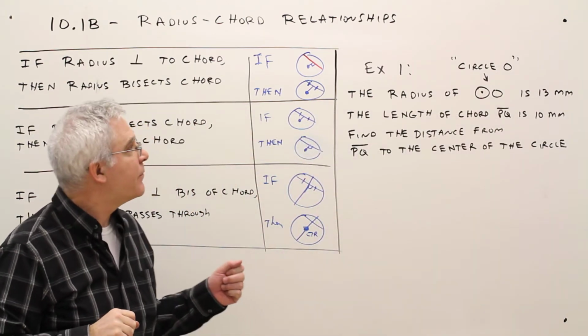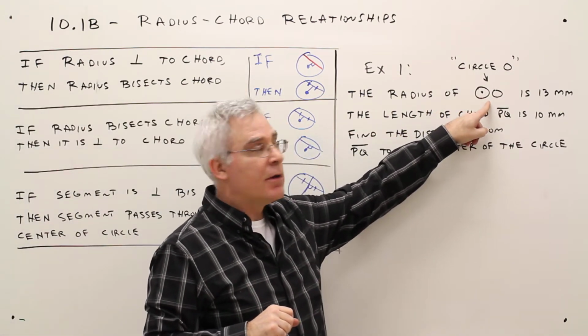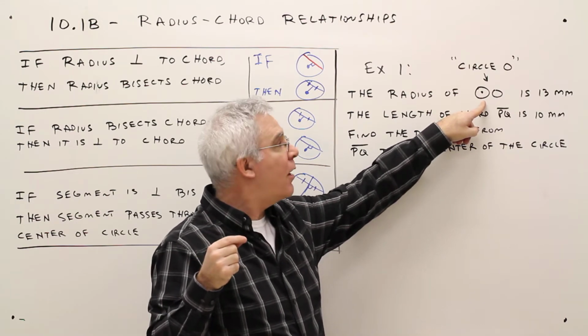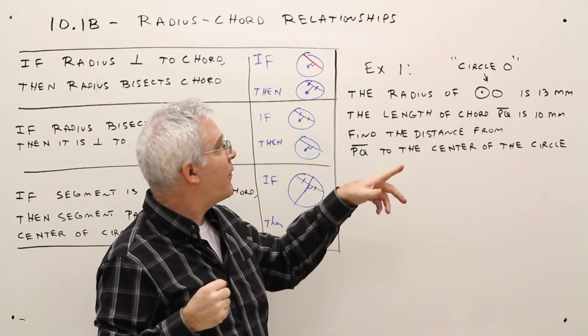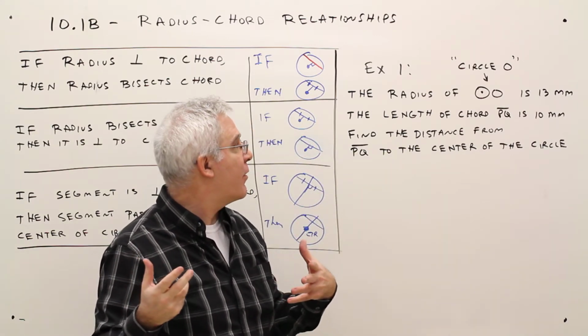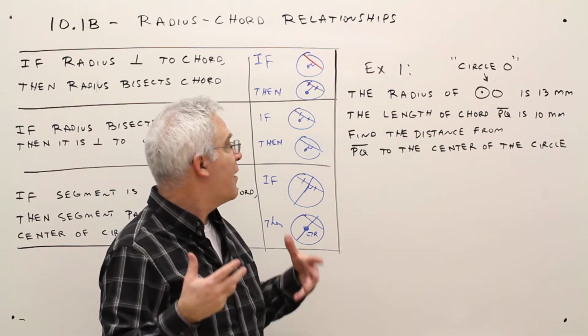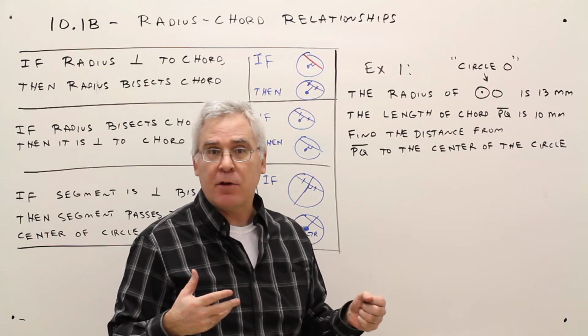Here's the first one. Example 1. The radius of circle O, so again, whenever you see a circle with a dot in the center, that means circle O, and O would be the center point of that circle. So the radius of circle O is 13 millimeters. The length of chord PQ is 10 millimeters. Find the distance from PQ to the center of the circle.